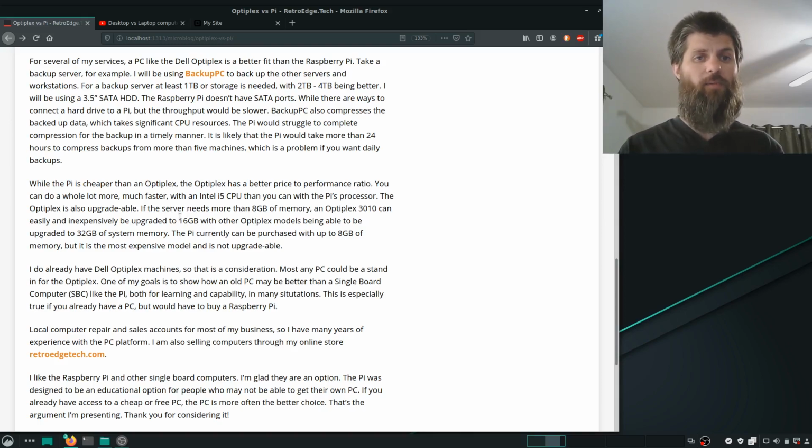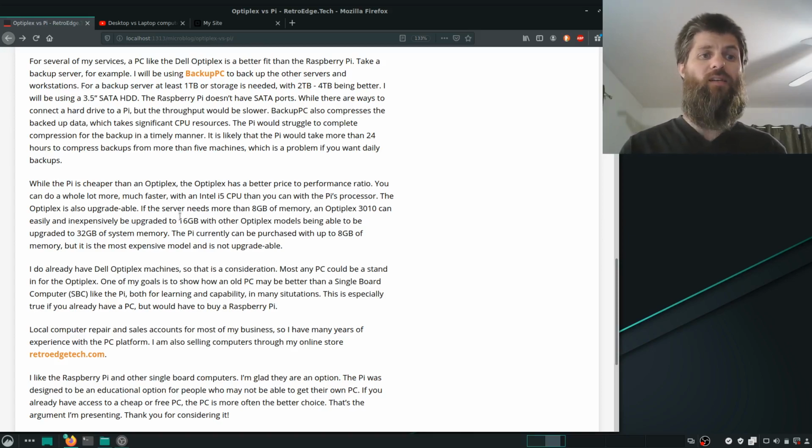A lot of times you might have a spare PC that's just lying around, and that's kind of where I'm going with this as well. I'm showing a use case for older PCs that may have been retired from other use, but are still incredibly useful. So here's why the Dell Optiplex is a better fit than the Raspberry Pi for this, say, backup PC example. I will be using the backup PC to back up other servers and workstations. For a backup server, at least 1 terabyte of storage is needed, and I'm probably going to go with a 2 or a 4 terabyte storage, probably one drive.